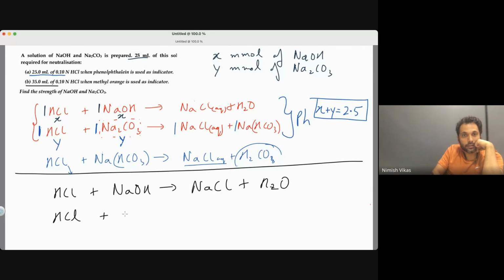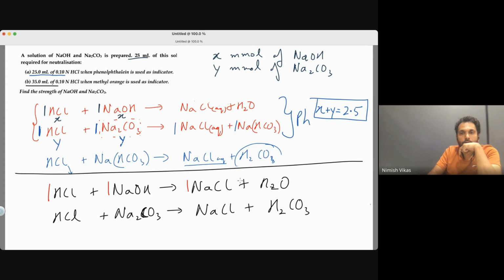HCl reacted with Na2CO3 fully, not part reaction, gave NaCl plus H2O plus CO2 or H2CO3. I'll balance both. One required one to give one and one. Here, two reacted with one, to give two of this, and one of this. Is that clear? Those are the balancing.